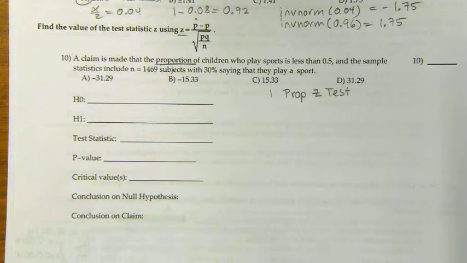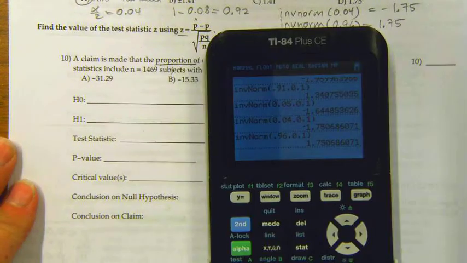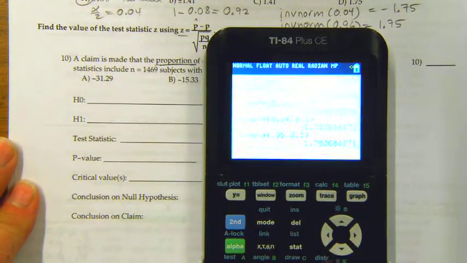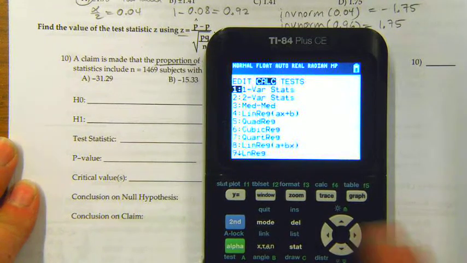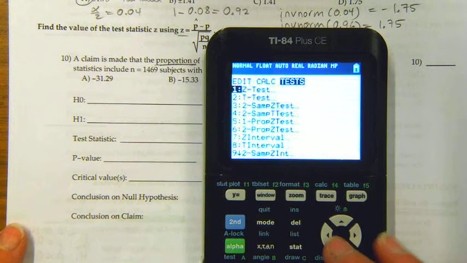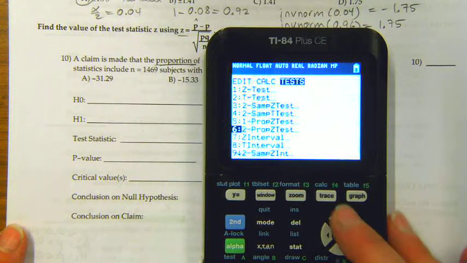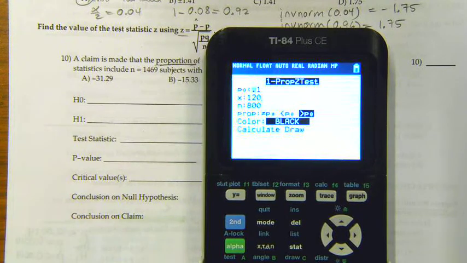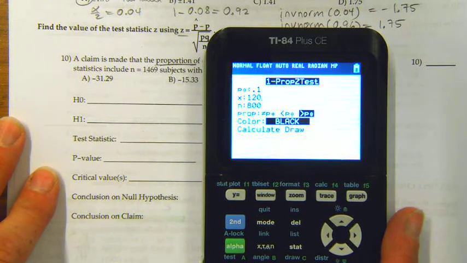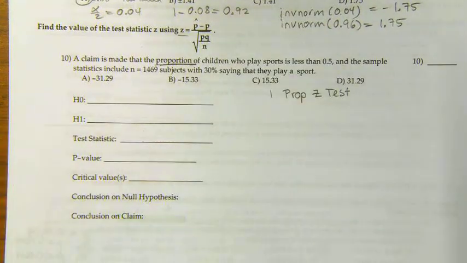For the one proportion z-test, you're going to go to second vars. Hold on, no, you're going to go to stat test, and one proportion z-test is option 5. Then it asks what is P0, what is X, what is N, and what's the alternate hypothesis. So let's set this up first.